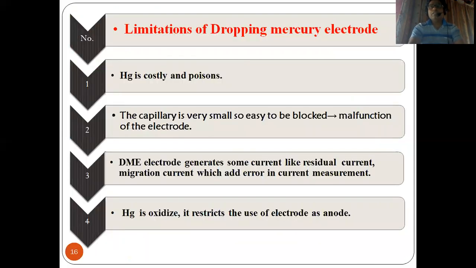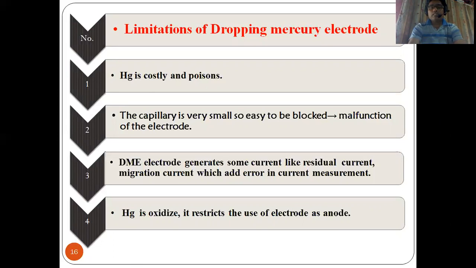So what are the limitations of the mercury electrode? First one is mercury is costly, and second is highly poisonous. So handling is a big issue in case of dropping mercury electrode. The capillary is very small, so easy to be blocked. So malfunction of the electrode is also possible.